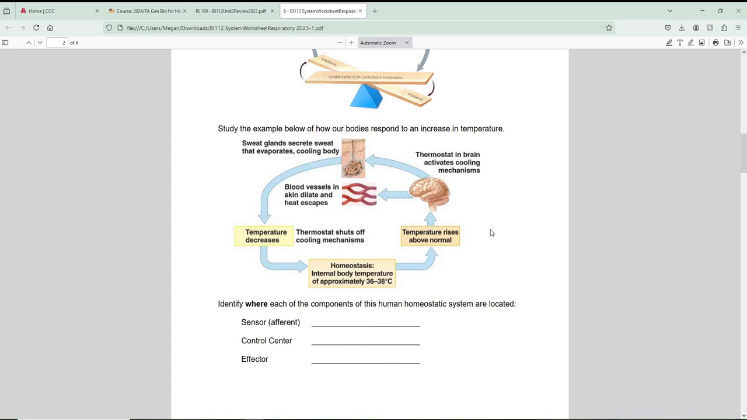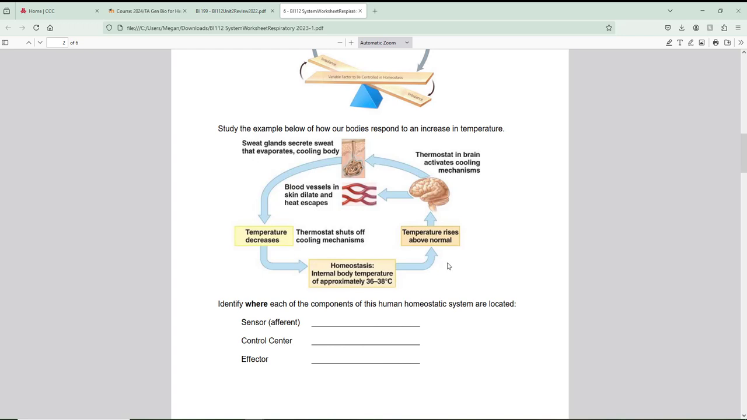Here we're showing homeostasis with the idea of how your body maintains a constant temperature even though the external environment is constantly changing. So what happens when your body temperature decreases? If your body temperature starts decreasing, what do you do? You start to shiver. As you shiver, you start to produce heat, and that's going to release heat to warm yourself up.